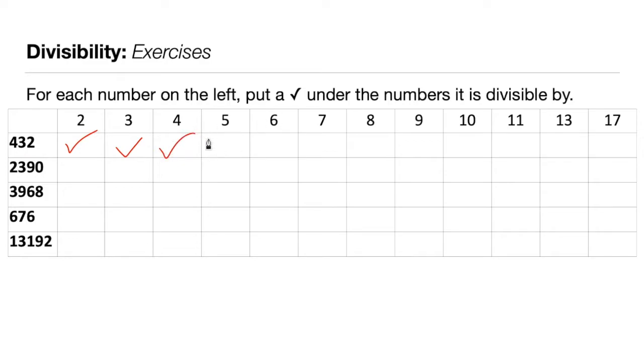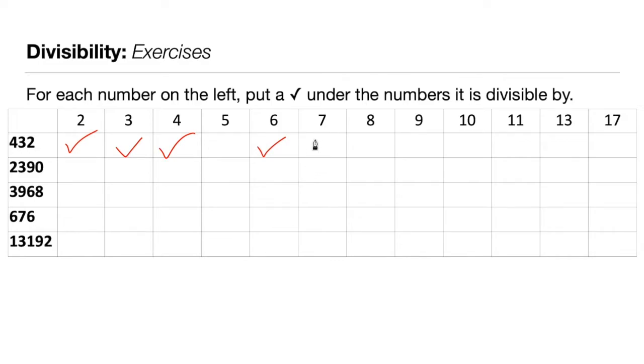For the number 5, is the last digit, or the ones digit, 5 or 0? No, it's not. So it is not divisible by 5, and we won't put a check mark here. For 6, a number is divisible by 6 if it is divisible by both 2 and 3. Since 2 is checked and 3 is checked, it will be divisible by 6.